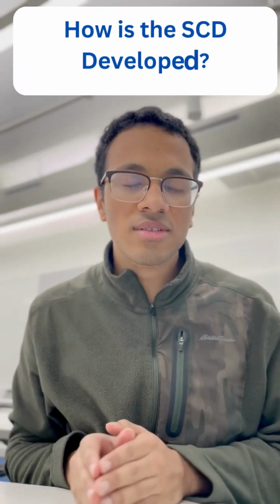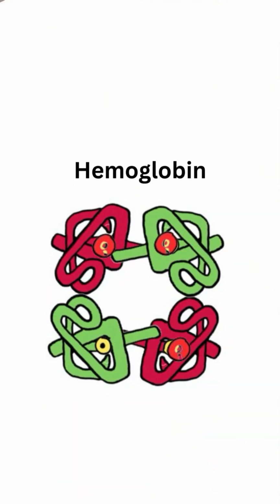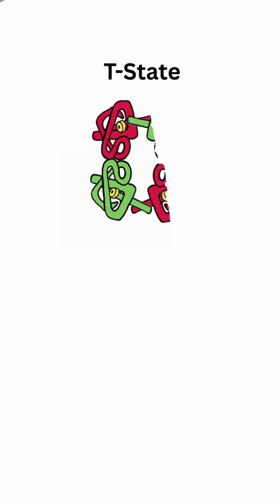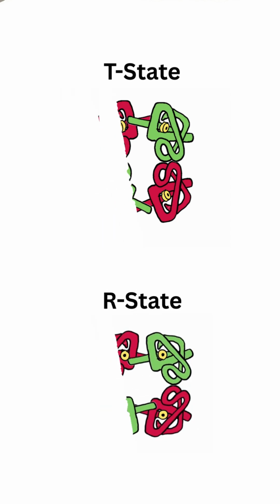How is sickle cell disease developed on a molecular level? Red blood cells contain millions of oxygen-carrying molecules called hemoglobin, which contain 4 subunits that each hold an oxygen molecule within an iron heme structure. The hemoglobin is present in 2 states: the T state, where the heme is domed and has limited oxygen binding affinity, and an R state, which forms a planar heme which allows for higher oxygen binding affinity.